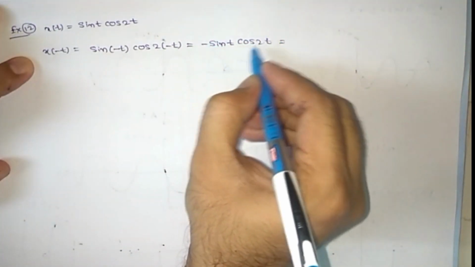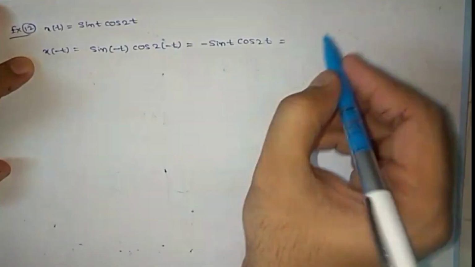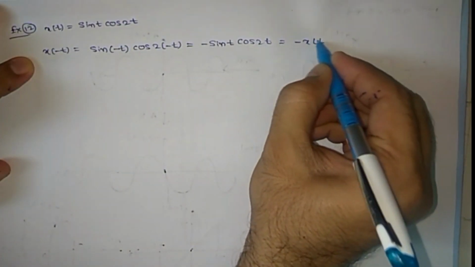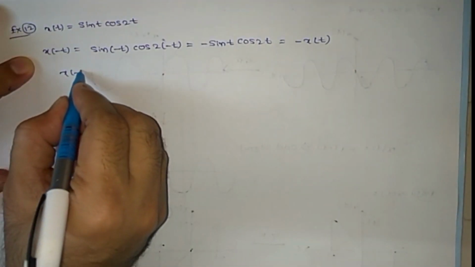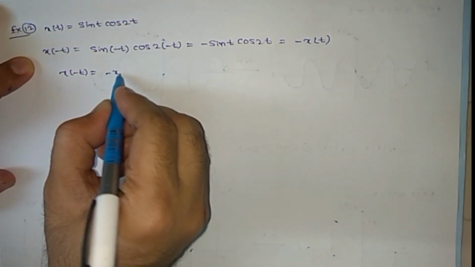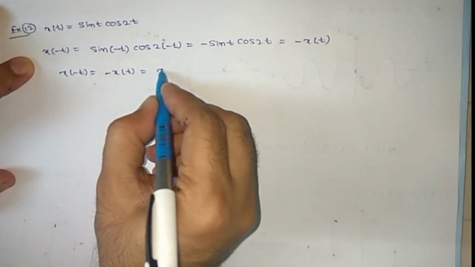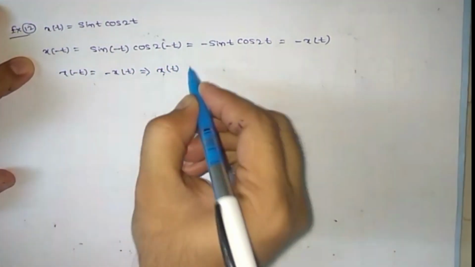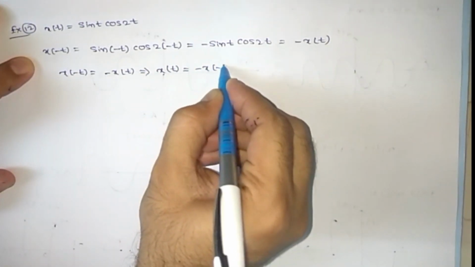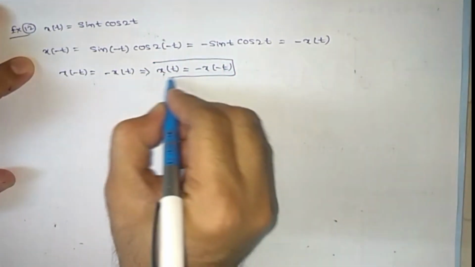So sine t cos 2t, what can we replace it with? x of t, right? Minus x of t. So x of minus t equal to, we got, minus x of t. That is equal to x of t equal to minus x of minus t. So this signal is an odd signal.